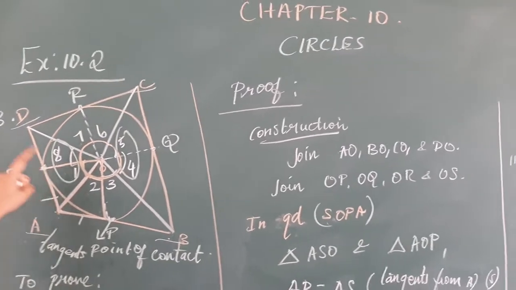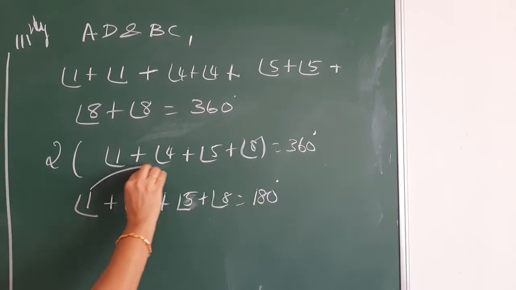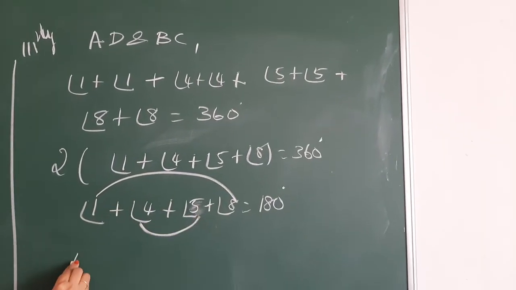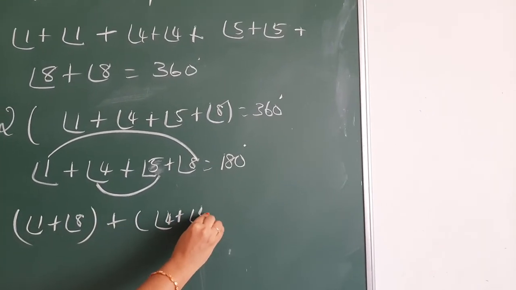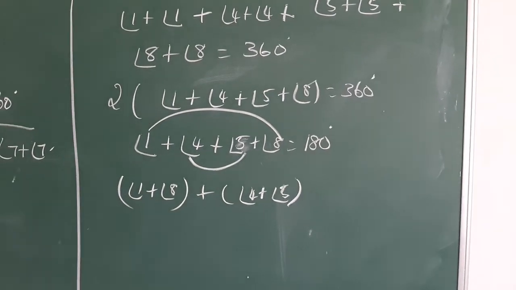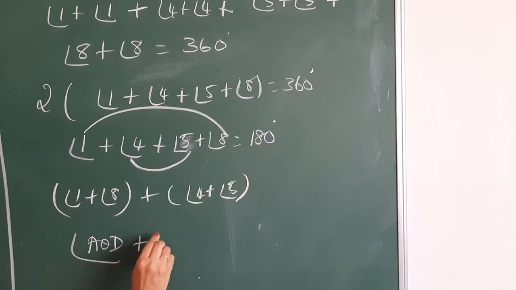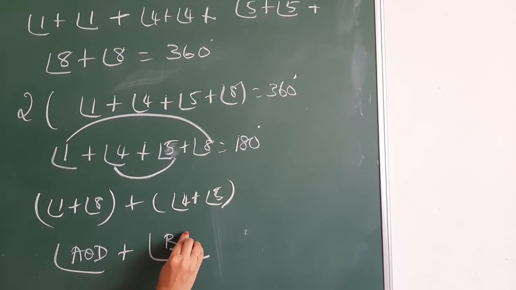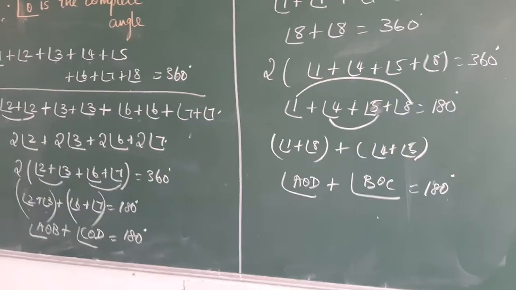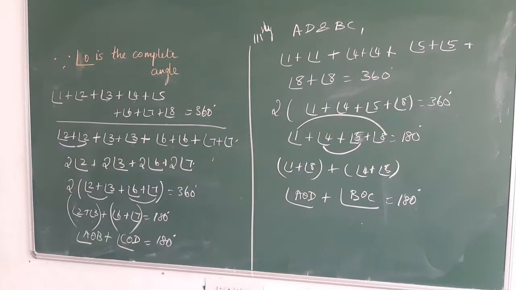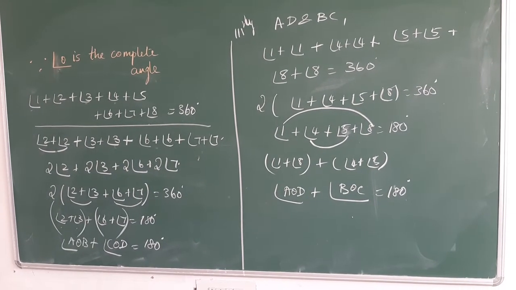So when we are grouping, we need to group 1 and 8 and 4 and 5. Angle 1 plus 8 and angle 4 plus 5. Angle 1 plus 8 is the angle AOD and angle 4 plus 5 is the angle BOC, which is equal to 180 degrees. We have proved that each pair of opposite sides in a quadrilateral, if it circumscribes a circle, subtends supplementary angles at the center.